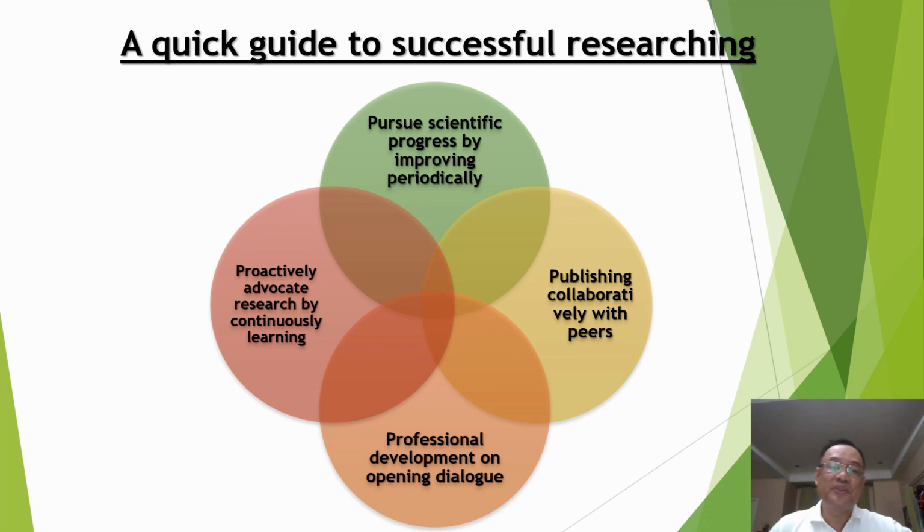Now, I would like to share with you a quick guide to successful researching. Number one, pursue scientific progress by improving periodically. You read, you participate, you excel, and you be part of any research team because you will learn from them. You be with experts. You relate with experts. Engage with them because that will help you improve.